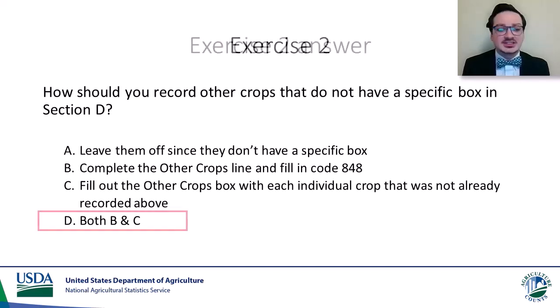The correct answer is D, both B and C. When you have other crops, you'll need to make sure and write each one out at the bottom of the page and the other crops box for each crop and the number of acres. Once you have all the crops accounted for, you will add them up and put those acres in box 848 for other crops.